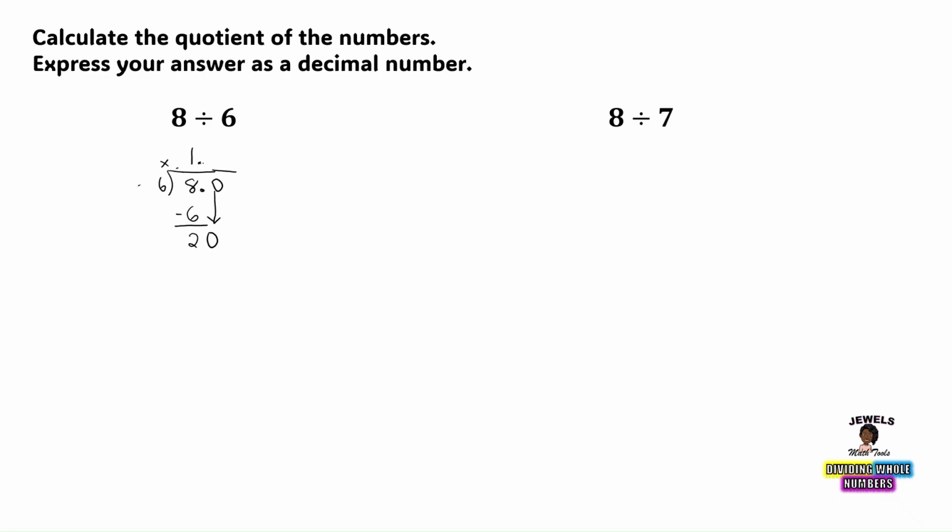6 will divide into 20 3 times. 3 times 6 gives us the product of 18. We have 18 subtract 20. When 20 subtract 18, we'll get a difference of 2. I'm going to add one more 0. Bring down that 0, changing 2 into 20 again.